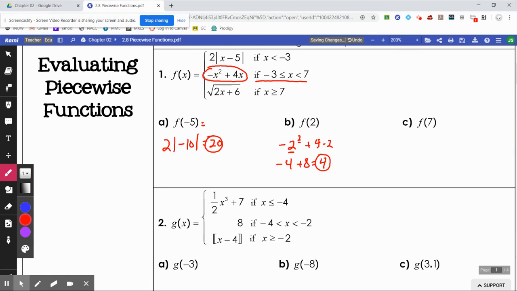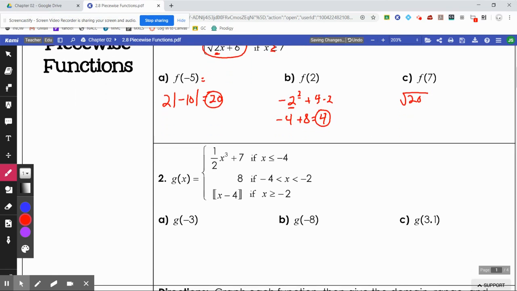Finally, f of 7, anywhere greater than or equal to 7. We're going to plug it into this. So this will be pretty easy. F of 7 is the square root of 14 plus 6, which would be root 20. Instead of actually typing that into our calculator, let's just simplify it, split it into the square root of 4 times the square root of 5, which would be 2 root 5.